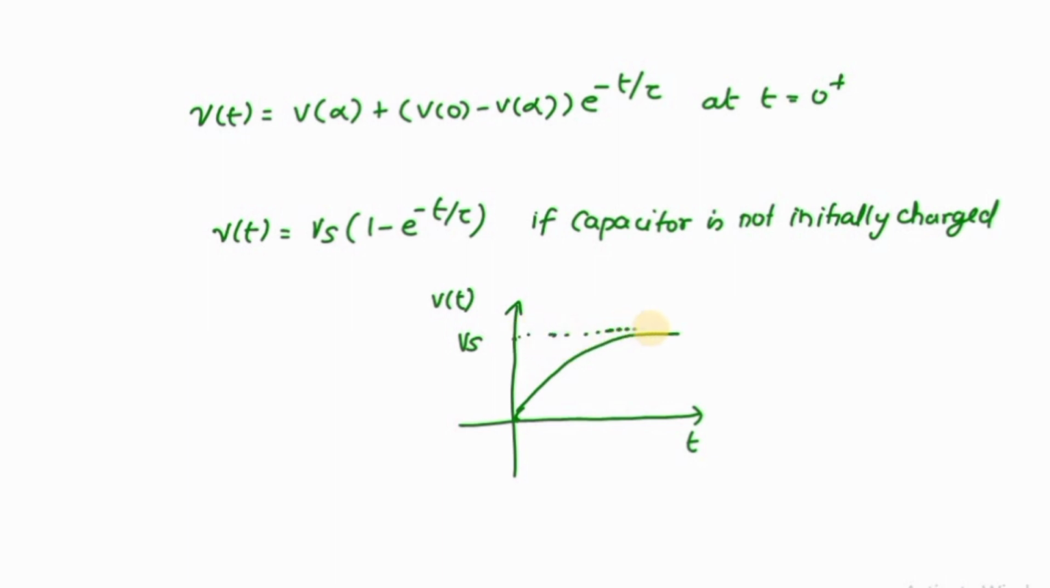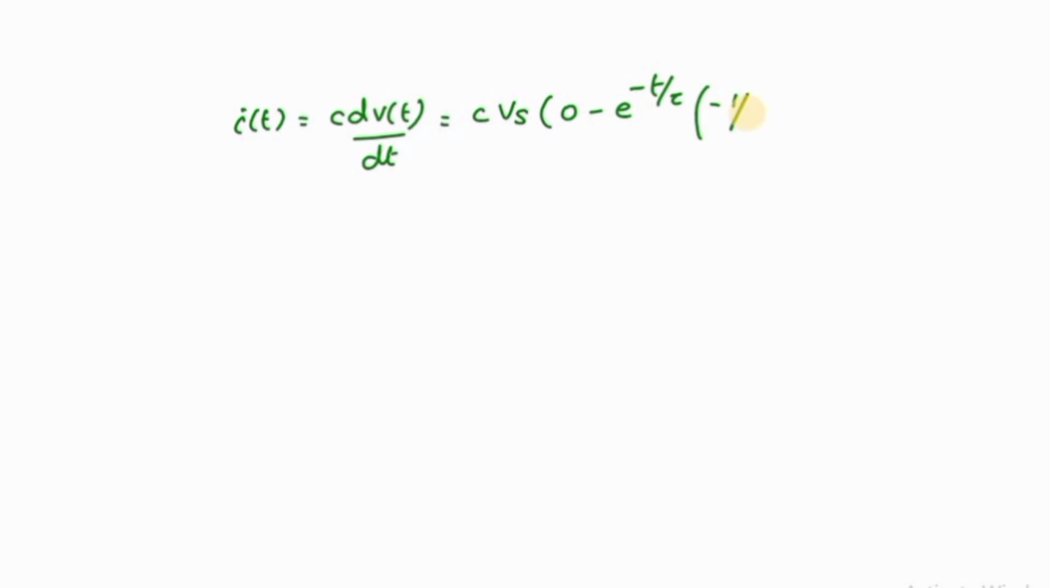So if I want to find i of t, I can write i of t is equal to C dv by dt. So if I differentiate the previous V of t value, Vs into 1 minus e power minus t divided by tau, I will get Vs into 0 minus e power minus t divided by tau into minus 1 divided by tau. Okay, so what is tau? Tau is nothing but RC. So if you substitute RC, C will get cancelled out, so Vs divided by R into e power minus t divided by tau.